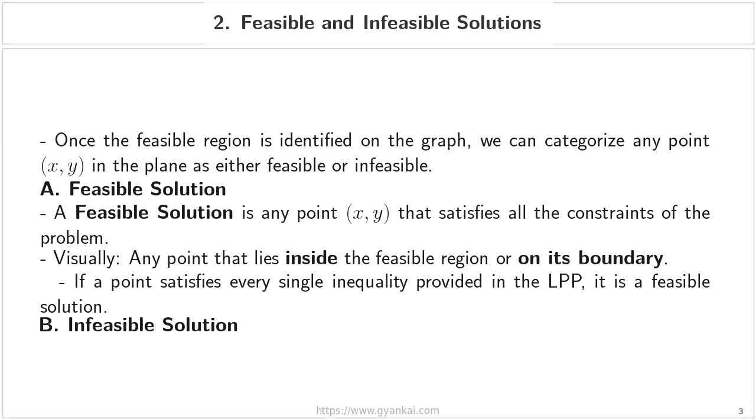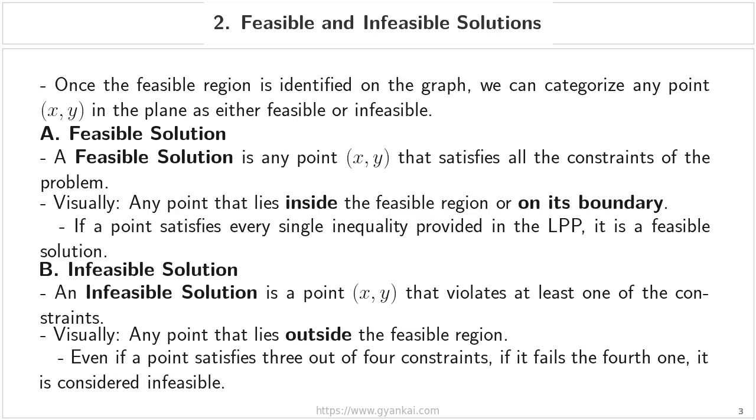On the other hand, we have the infeasible solution. An infeasible solution is any point, x, y, that violates at least one of your constraints. Visually, these are the points that lie outside the shaded feasible region. It is important to remember that there is no such thing as a partially feasible point.